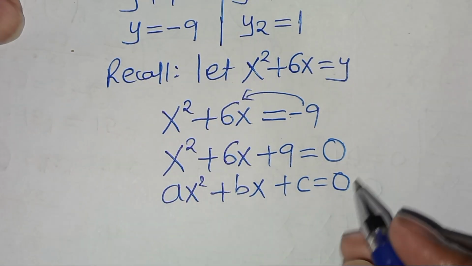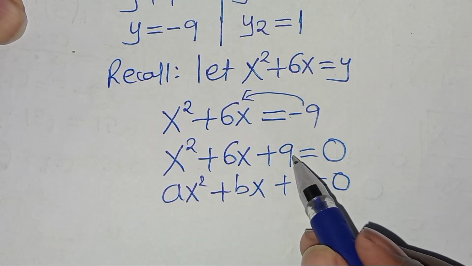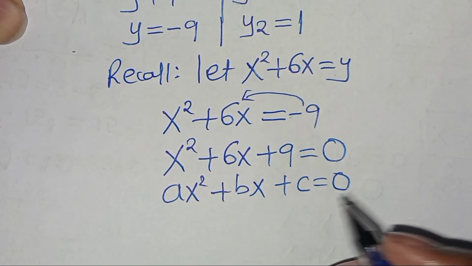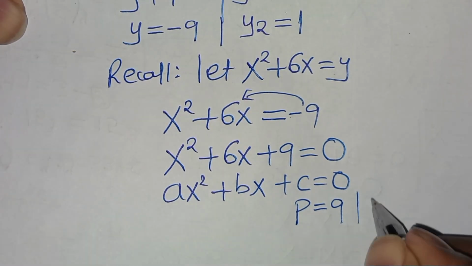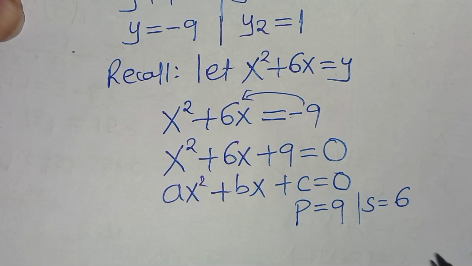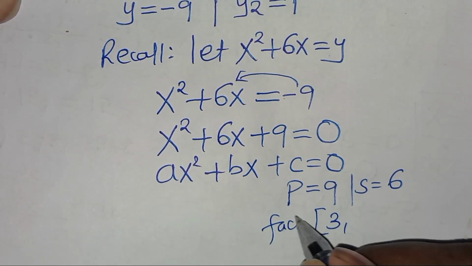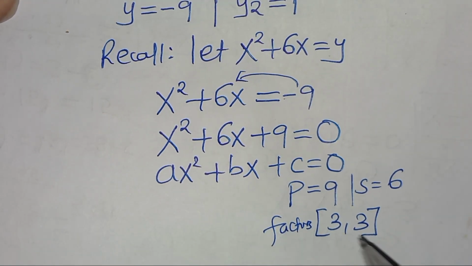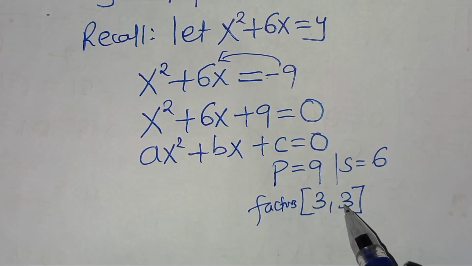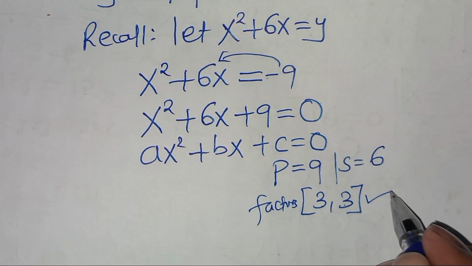So in this case, we can solve this quadratic equation here by applying the factorization method. We have the product equal to 9 and the sum equal to 6. So these two factors are 3 and 3, so that 3 times 3 gives 9, and 3 plus 3 is equal to 6. So let's substitute these two factors.